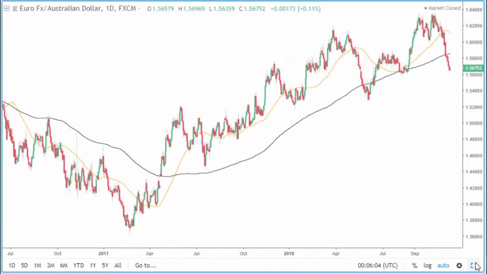On the daily time frame, price is currently below both the 50 and 200 simple moving average, and we see weakness here on the daily time frame, and there is momentum to the downside. So again, we may see a continuation of this bearish move.